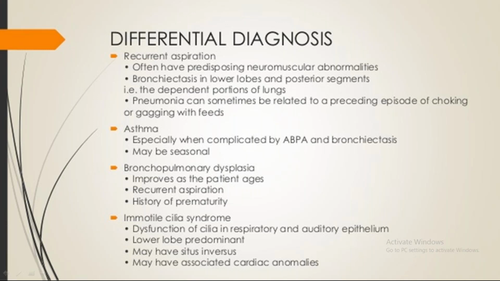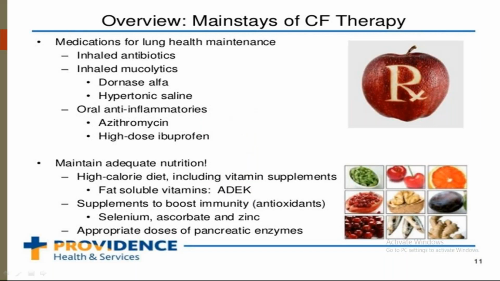Coming to immotile cilia syndrome, there will be dysfunction of cilia in respiratory and auditory epithelium. Here in immotile cilia syndrome, the lower lobe will be predominantly involved, and they have associated findings like situs inversus, and they may have cardiac anomalies. These are the four DDs: recurrent aspiration, asthma, bronchopulmonary dysplasia, immotile cilia syndrome.